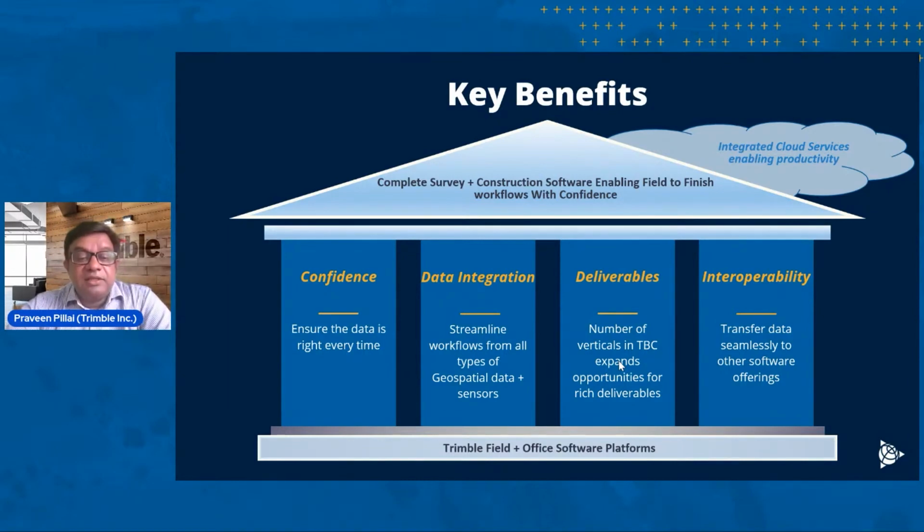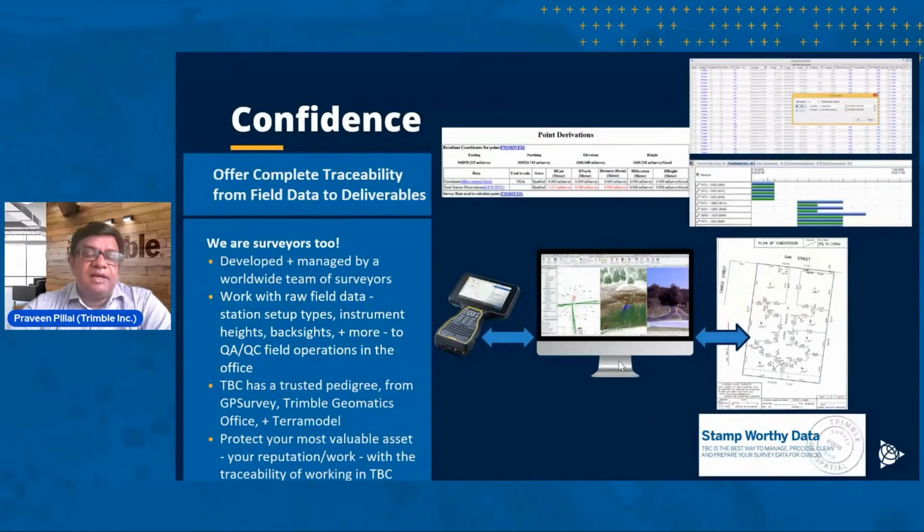And then data integration, of course. We have got a streamlined workflow between various sensors, and we have multiple deliverables in TBC. So whatever the industry requires, those kinds of deliverables can be given to the industry. And interoperability: you can transfer this data seamlessly to other software as well. So we'll just have a look at why we say that the data we collect is something we have full confidence in.